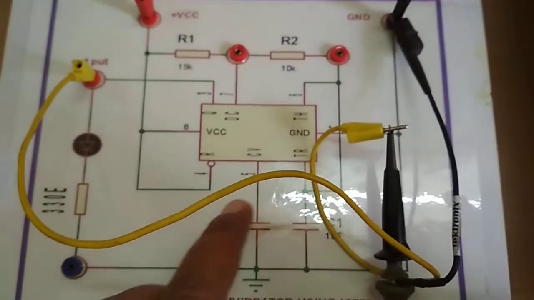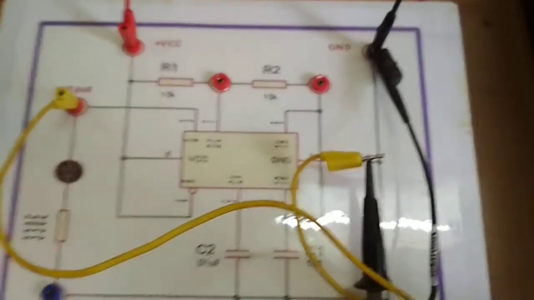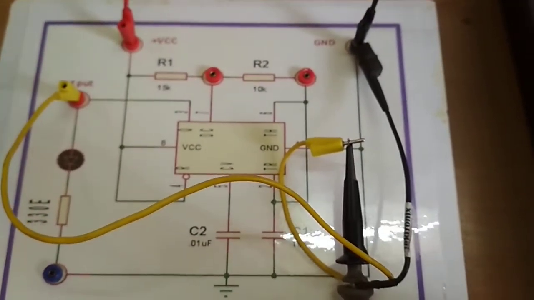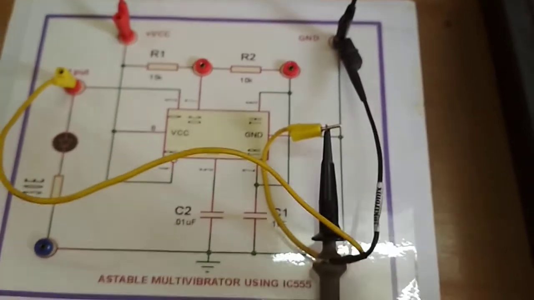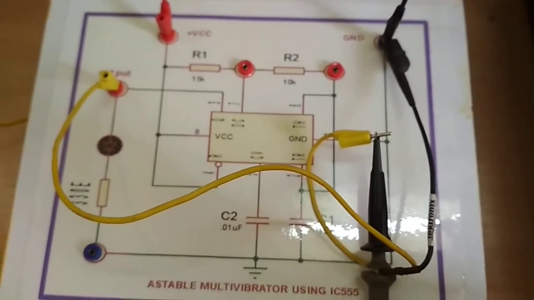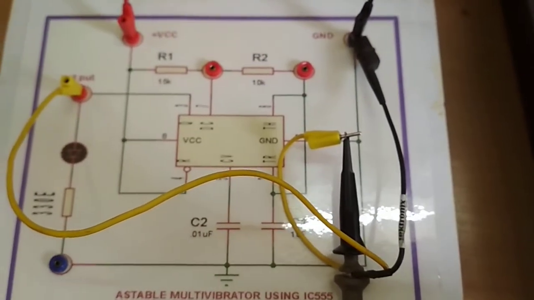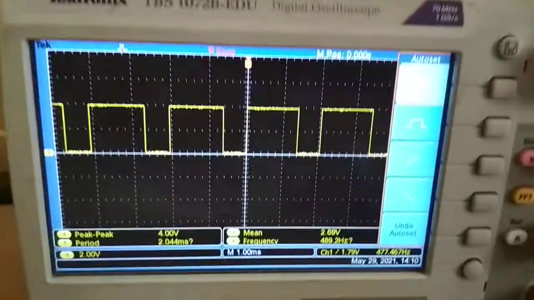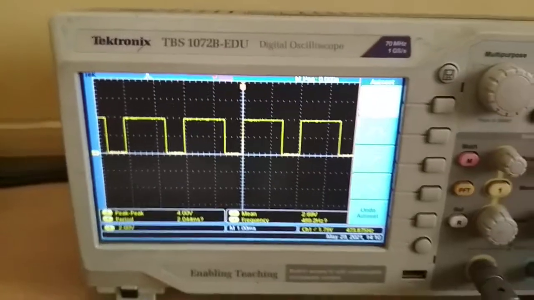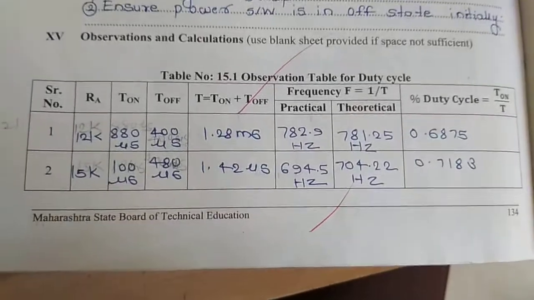This kit consists of the 555 timer IC. The 555 is a timer IC, and it will generate various states depending upon the input signal. Here in the astable multivibrator, the input signal is internally generated and it produces this kind of waveform. Now what is our aim? This is my laboratory manual. Our aim is to calculate these readings, that is, the duty cycle.